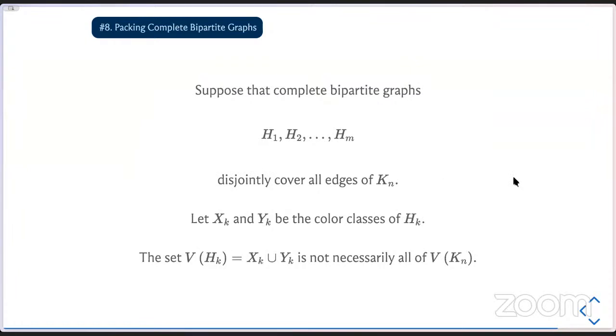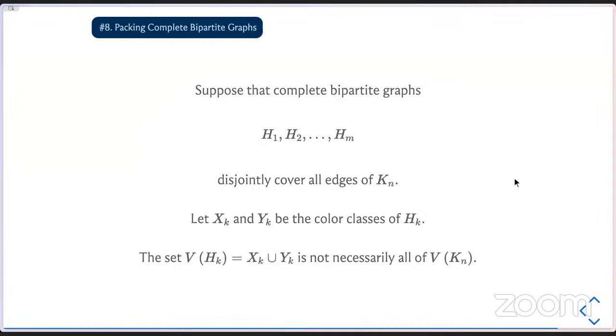So every fight, or every edge, occurs in exactly one of these complete bipartite graphs, right? So they fight once, but not more than once. That's what it means to disjointly cover. And now we're saying, for H_K, let X_K and Y_K denote the two groups of nations that were warring in that particular battle.